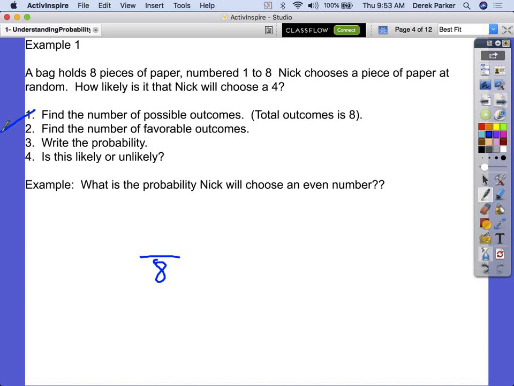Step 2, find the number of favorable outcomes. In this case, we're trying to figure out how many 4s he could pull out of the bag. Well, if it's number 1 to 8, there is only one 4. So your favorable outcome is 1. Step 2 done. Now write the probability. The probability is a 1 out of 8 chance. Okay, now we have to think to ourselves, is this likely or unlikely? Well, 1/8 as a decimal is 0.125. That is closer to 0, so that means this is unlikely.